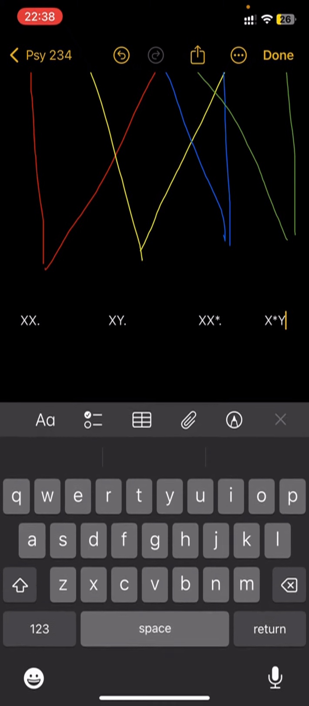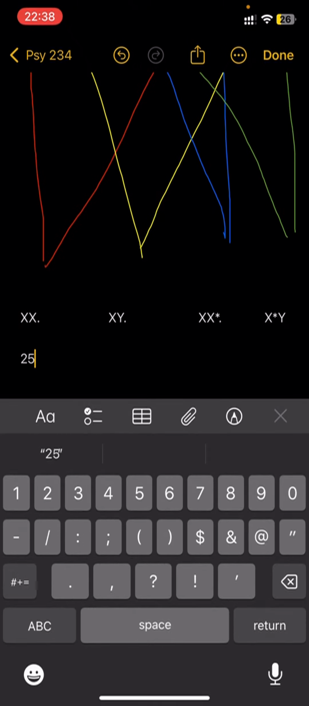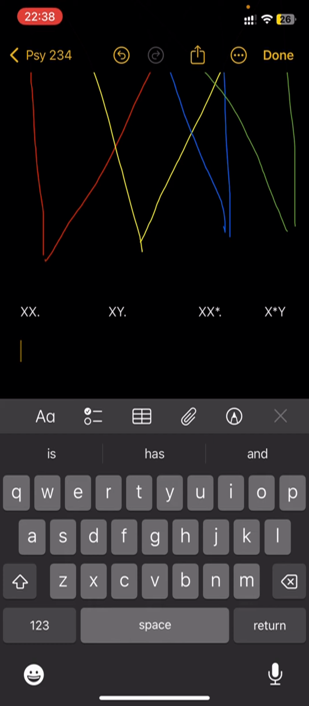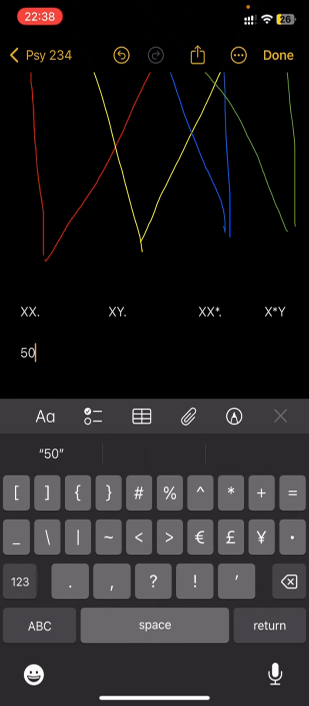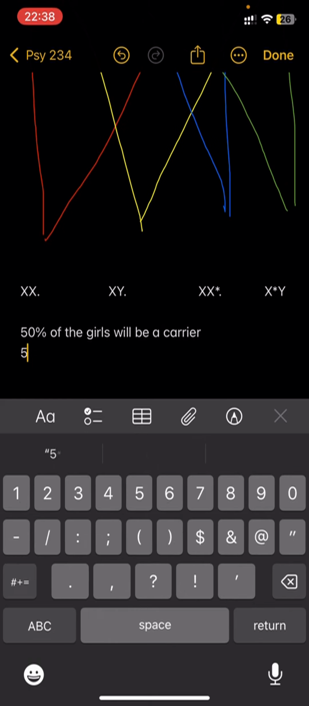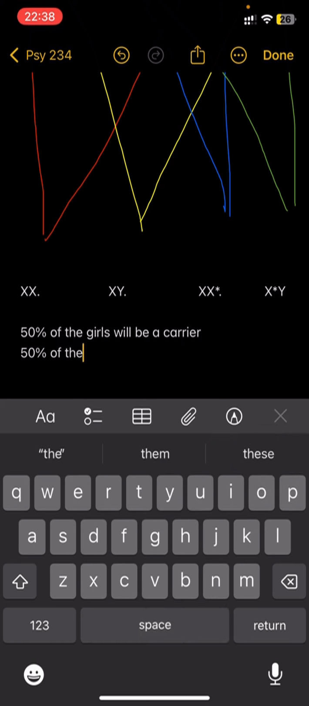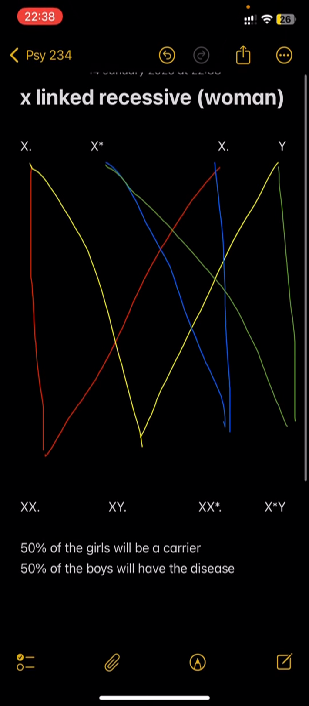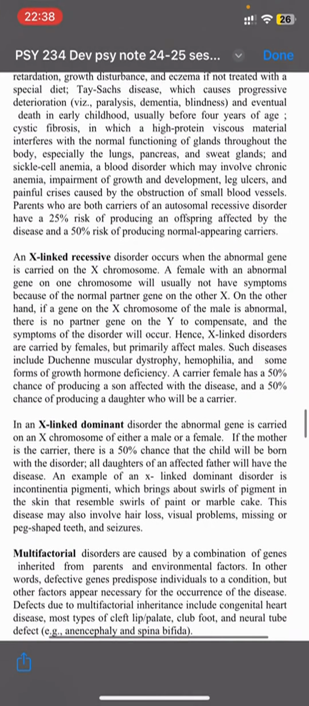If we want to break it down, we can say 50% of the girls will be a carrier. So look at now, we have 2X. So half of them will always be a carrier, and 50% of the boys will have the disease. Hope that makes sense. So look at it one more time before we go back.